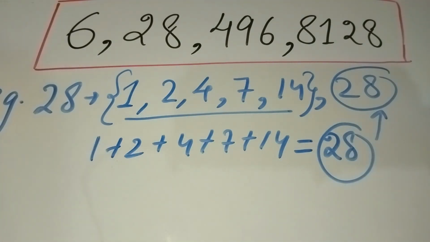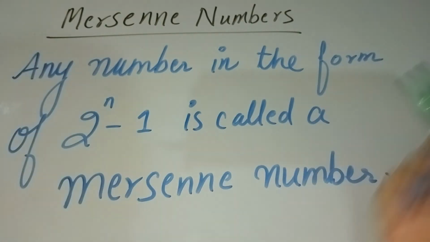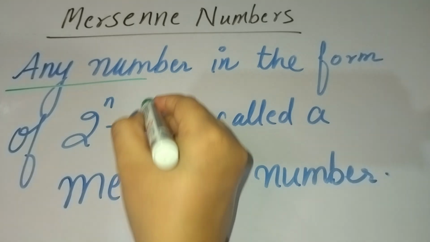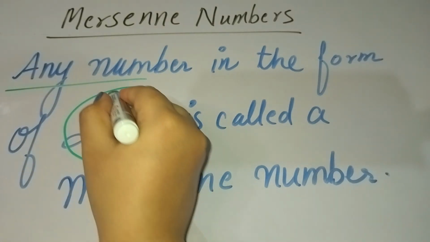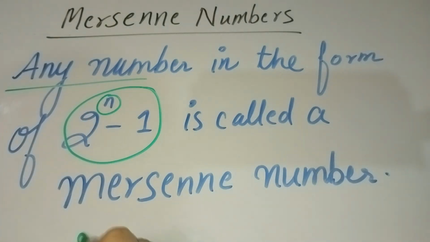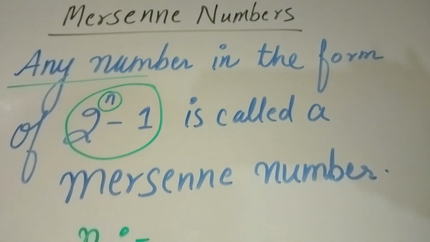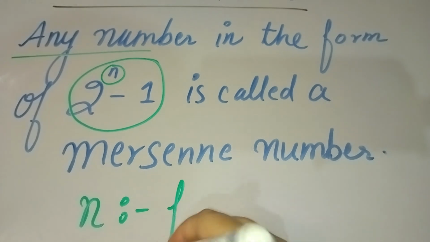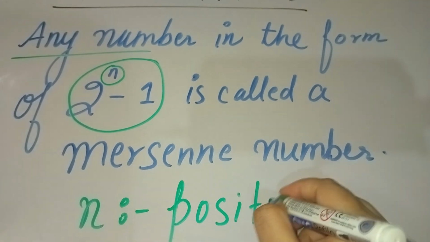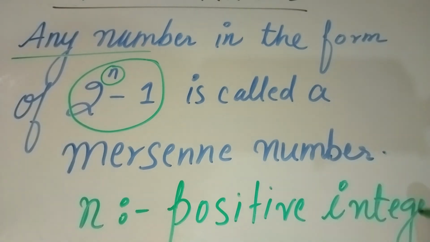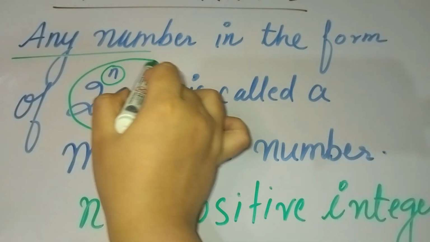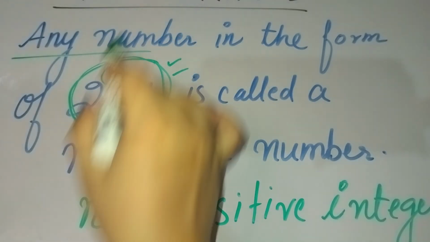Now let's understand what Mersenne numbers are. Any number in the form of 2 to the power n minus 1 is called a Mersenne number. Now what is this n? n can be any positive integer. So any number which fits into this formula is a Mersenne number.